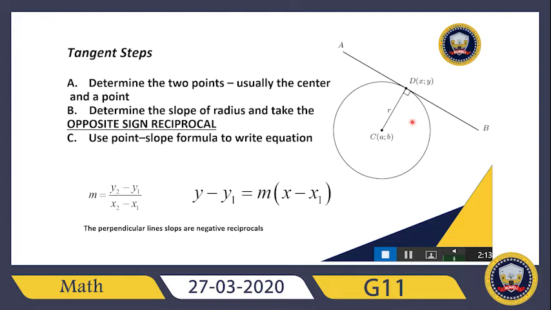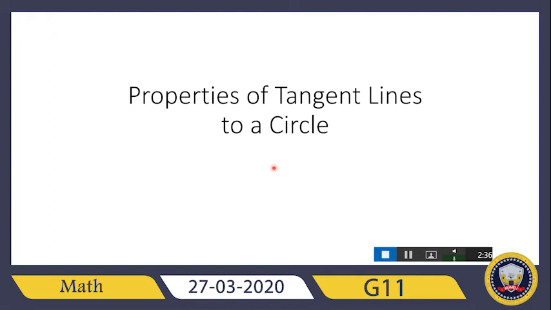The most important property of this tangent is that we have a right angle between the radius and the tangent at this point. And as we said, for each one of these circles, we have an infinite number of tangents. At each one of these points, like D, we can define a new tangent of this circle. Now let's talk about the properties of these tangent lines to a circle.